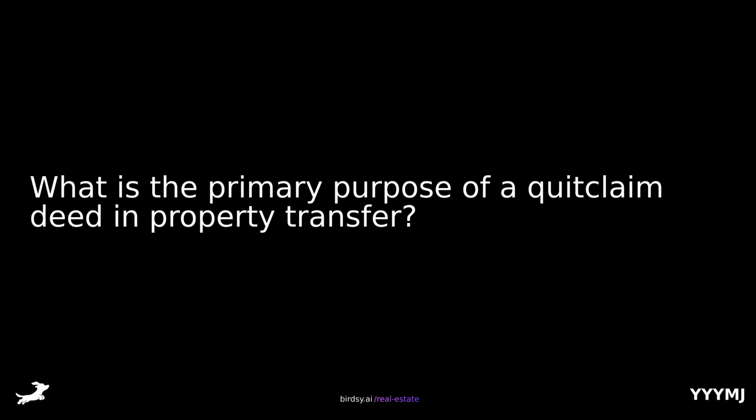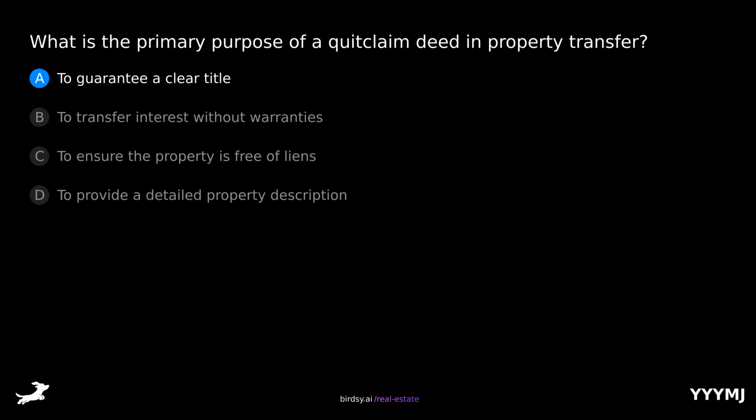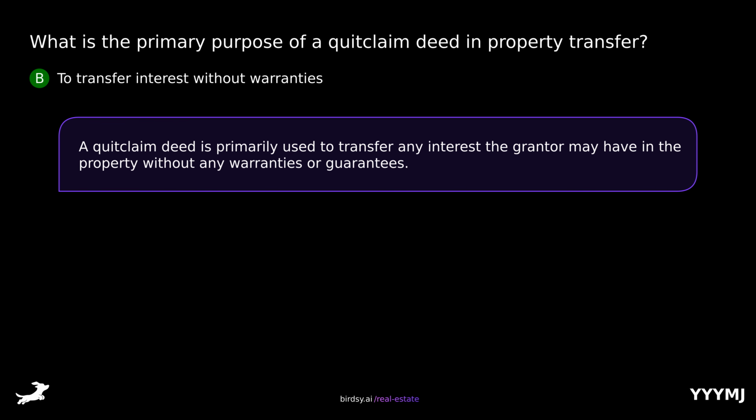Transfer of property. What is the primary purpose of a quitclaim deed in property transfer? Is it A, to guarantee a clear title, B, to transfer interest without warranties, C, to ensure the property is free of liens, or D, to provide a detailed property description? The answer is B, to transfer interest without warranties. A quitclaim deed is primarily used to transfer any interest the grantor may have in the property without any warranties or guarantees.